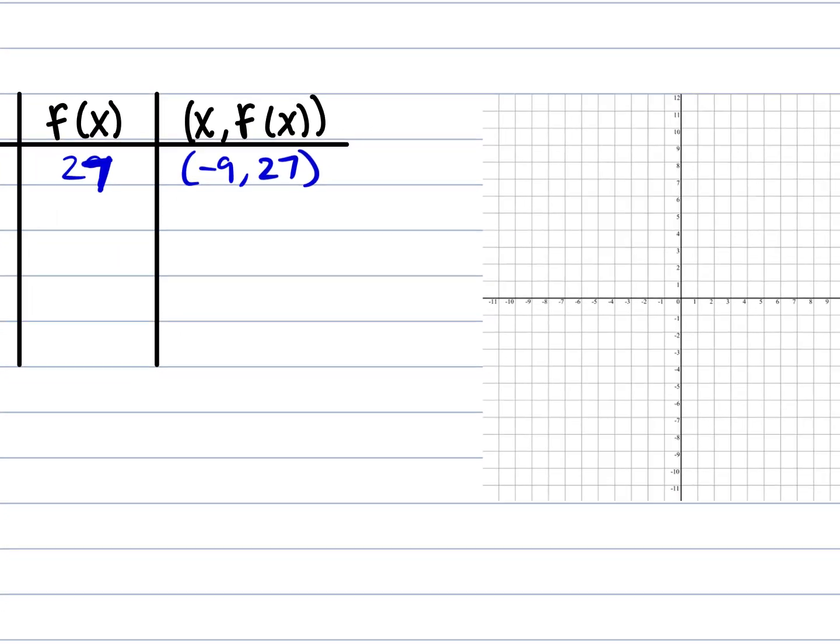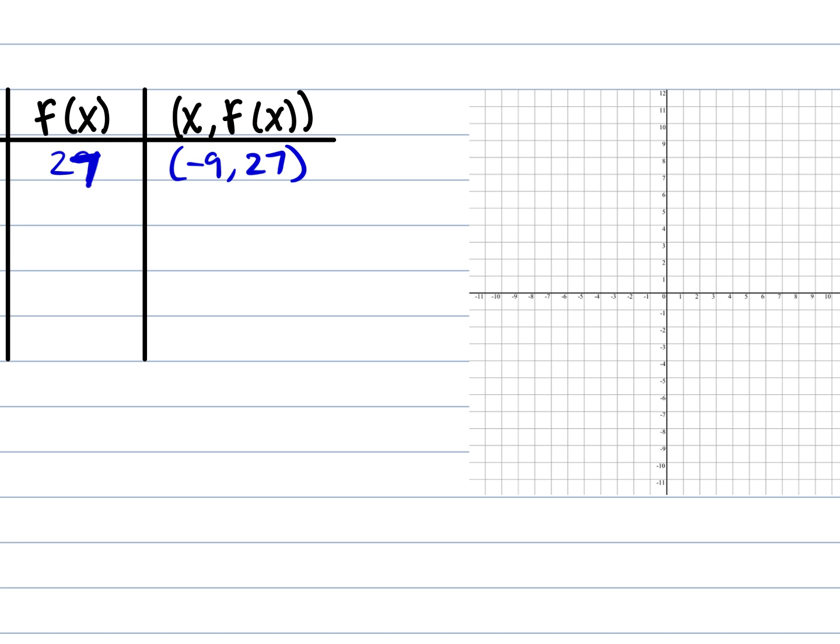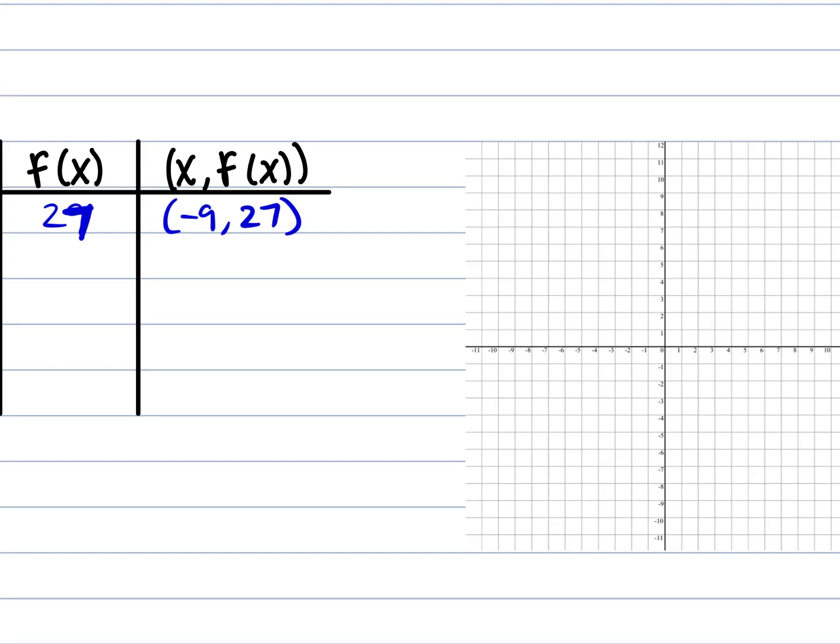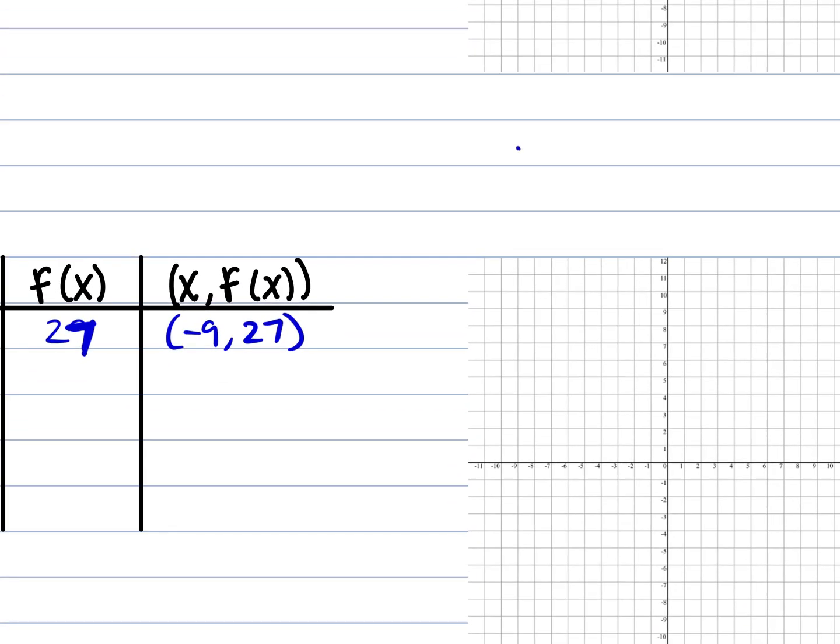So if we go to our graph, that's going to be way off of our graph, but we'll estimate. So we're going to go to the left to negative 9 and up 27. I'm just going to put it way up here. The rest of our points will be on our graph.